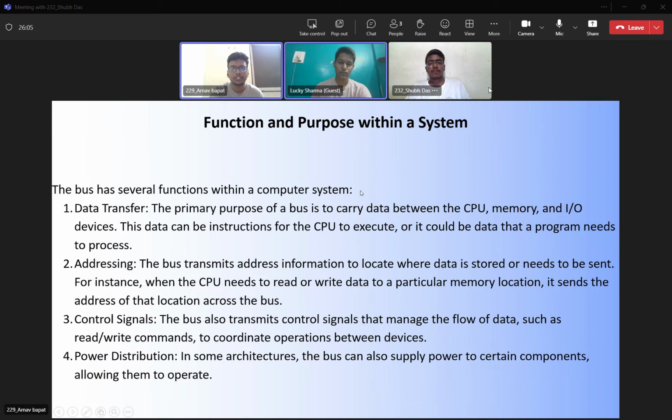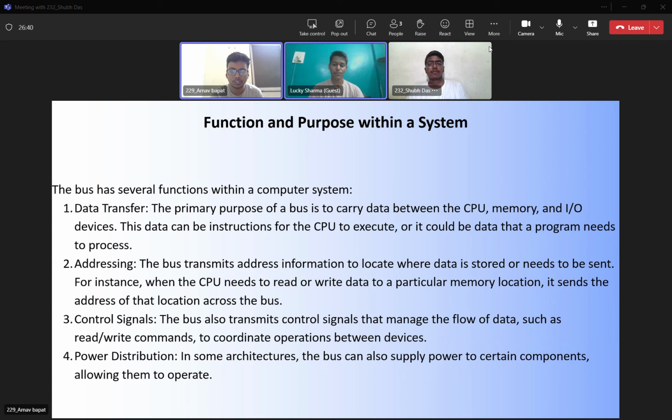So the first point is function and purpose within the system, which includes data transfer. The primary function of the bus in a computer system is data transfer. It serves as the main communication link between key components, including the CPU, memory, and various input output devices. The data may include instructions that the CPU must execute, information that needs to be processed, or data that a program requires.